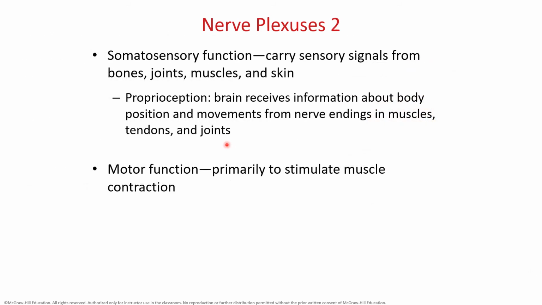So these nerve plexuses are going to have somatosensory function. They're going to carry sensory signals from bones, joints, muscles, and skin. We're going to receive proprioception. The brain receives information about the body, position, and movements from nerve endings in muscles, tendons, and joints.